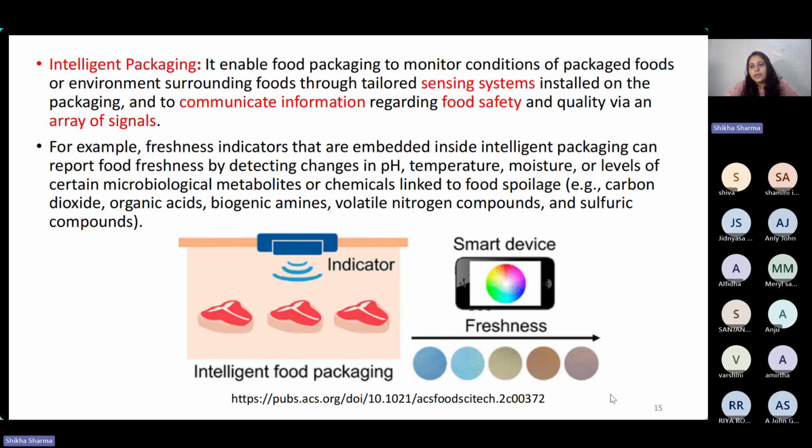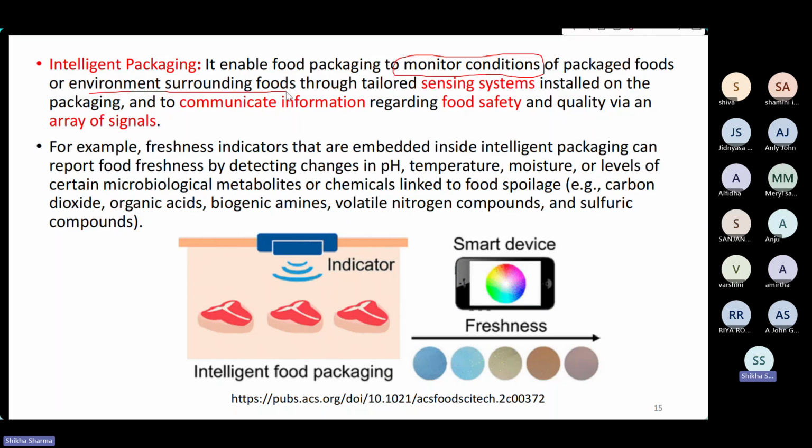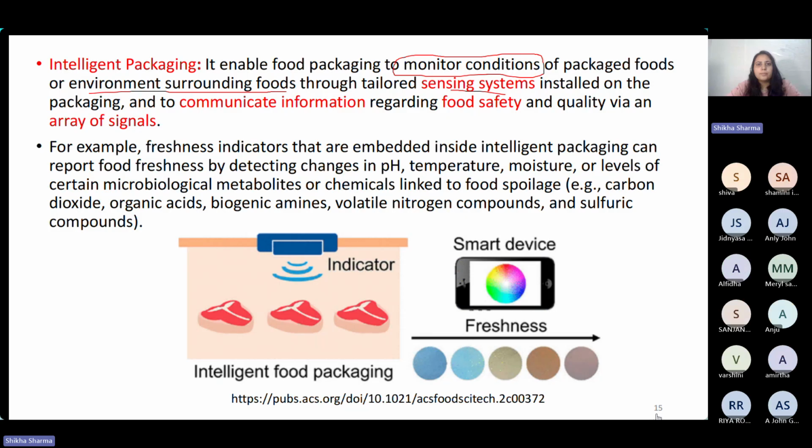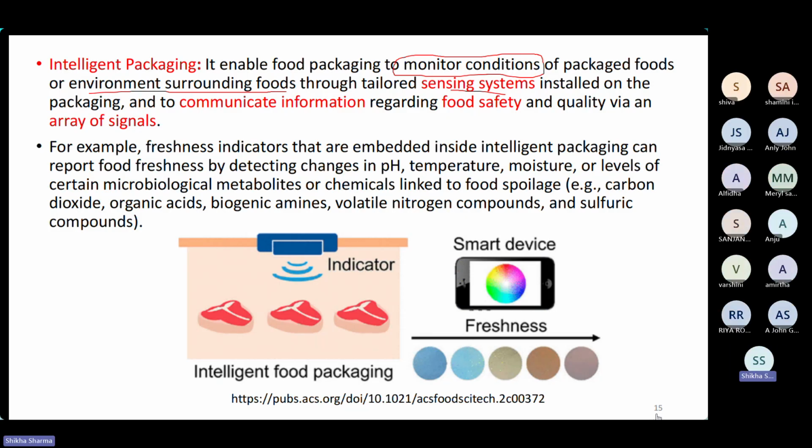Next is intelligent packaging. Intelligent packaging enables food packaging to monitor the condition of the packaged food or the environment surrounding the foods through a tailored sensing system. So it will basically tell whether the food is in a consumable state or a non-consumable state.